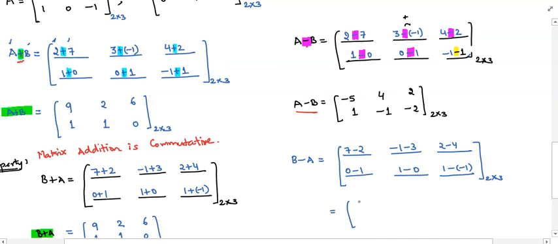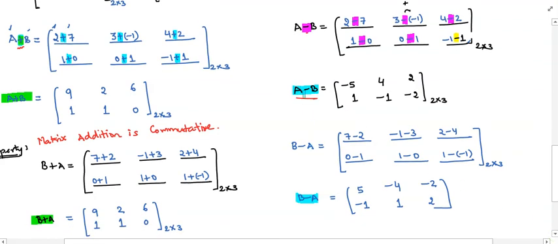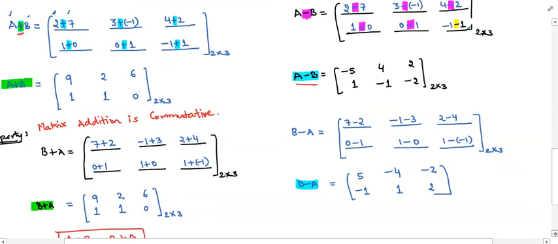Okay, so this gives you 7 minus 2 gives you 5. This gives you minus 1. Minus 4, 1, minus 2 and 2. So this is your matrix B minus A. If you look carefully at these two matrices A minus B and B minus A, here the number is minus 5, here you have plus 5. Here you have plus 4, you have minus 4, and so on. So what you observe here is a change in the sign between A minus B and B minus A.